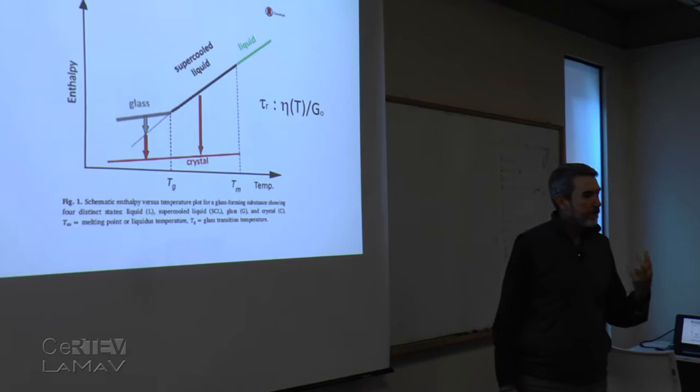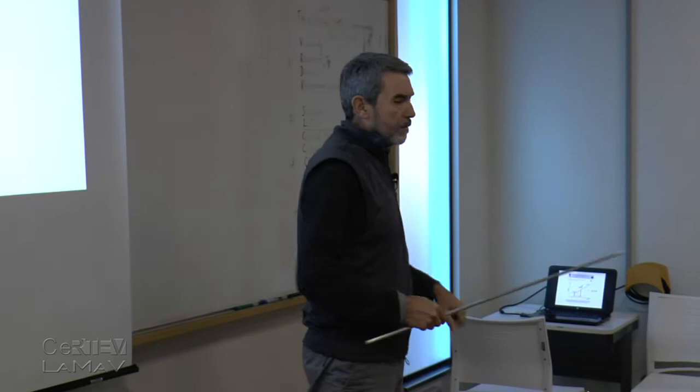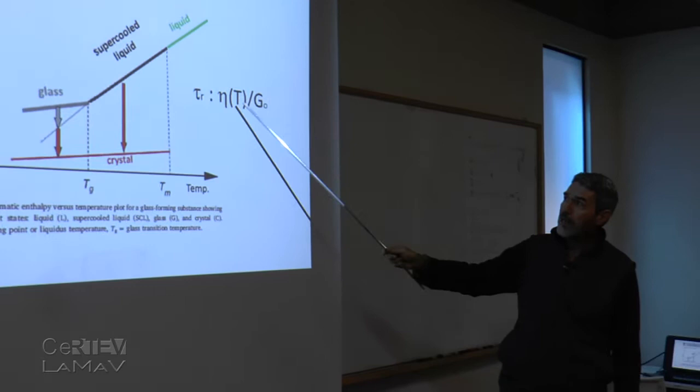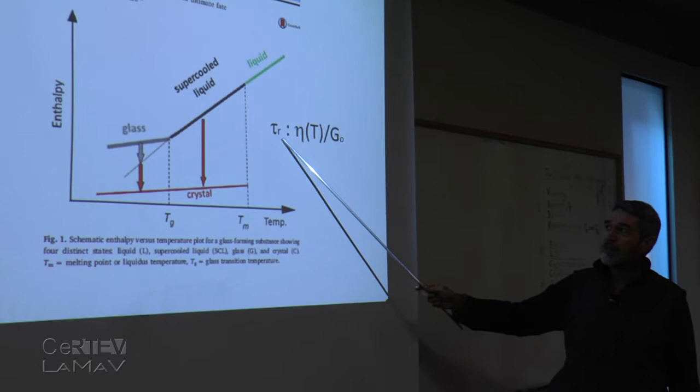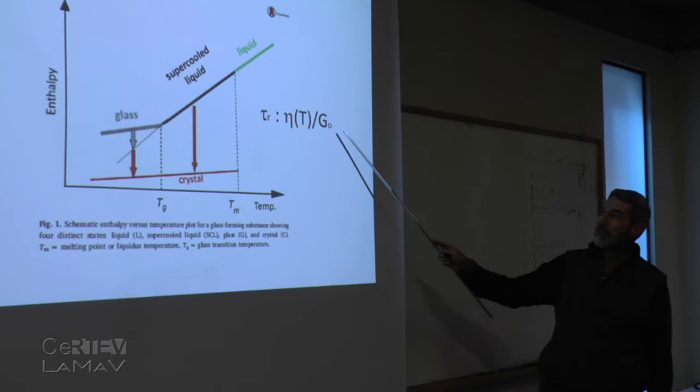Why am I saying this? Because this is the first class, so you already have an idea of the glass transition phenomenon. I will talk more about this later, but to introduce the concept of viscosity, because this is a viscosity class: the characteristic relaxation time of the supercooled liquid is simply the viscosity at the temperature T divided by the shear modulus, which is calculated at infinitely high frequency.